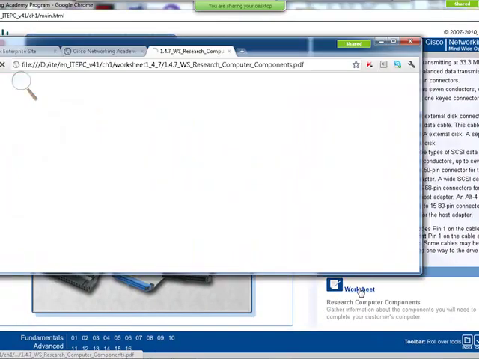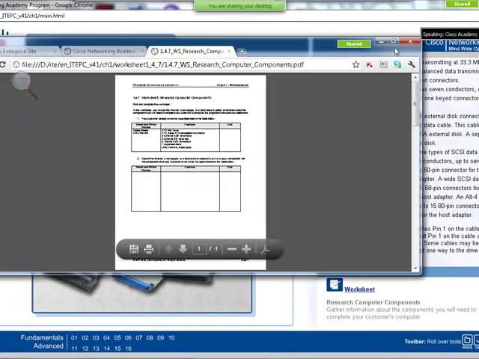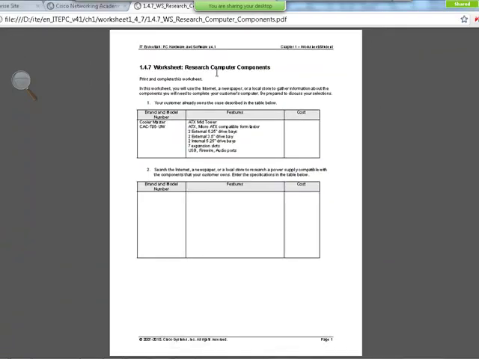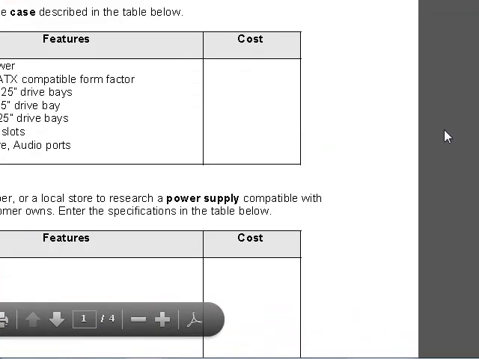For example, this is a worksheet researching the computer components. Let's spend a few minutes doing this worksheet. You'll have the printed one over here.